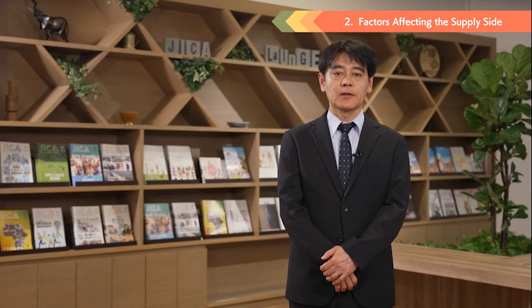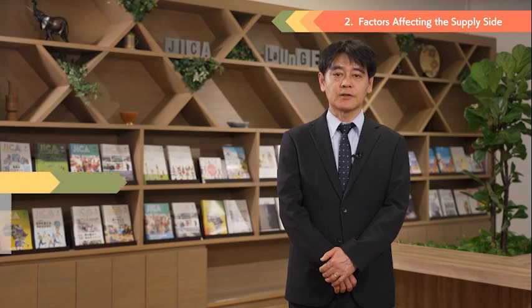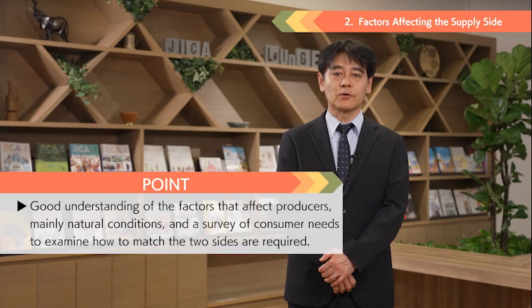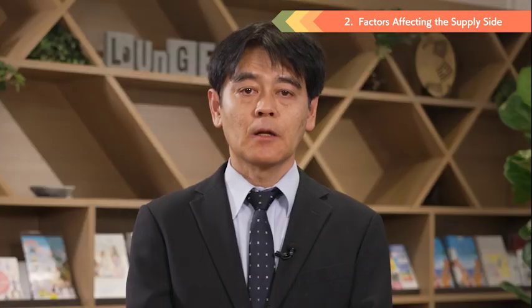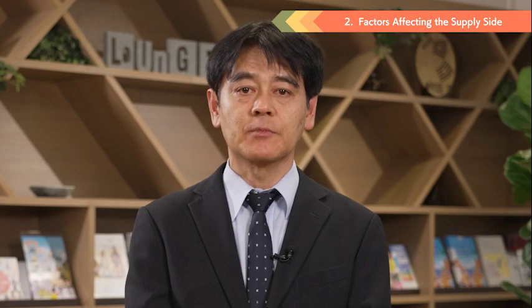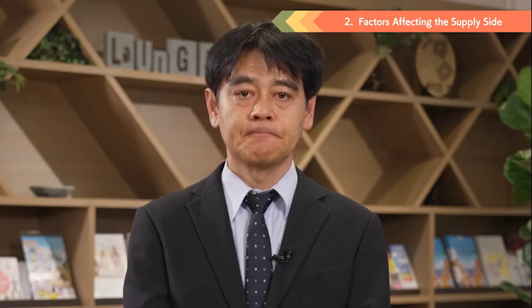Development of a food value chain must start with a good understanding of the factors that affect producers, mainly natural conditions, and include a survey of consumer needs to examine how to match the two sides. Next, let's examine the factors that affect consumers, or, in other words, the demand side.